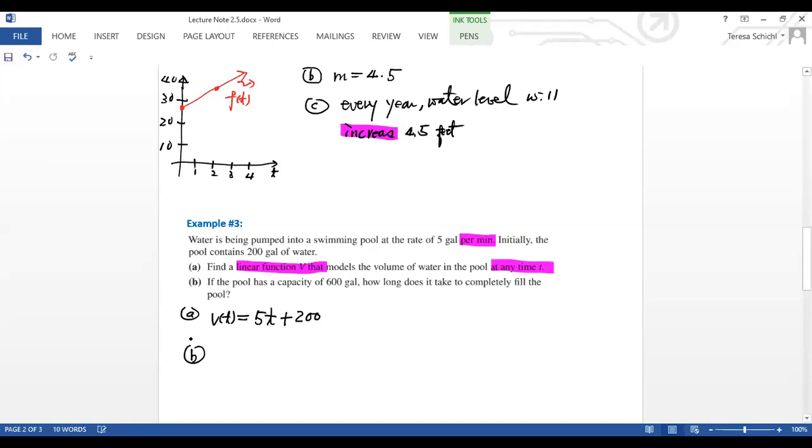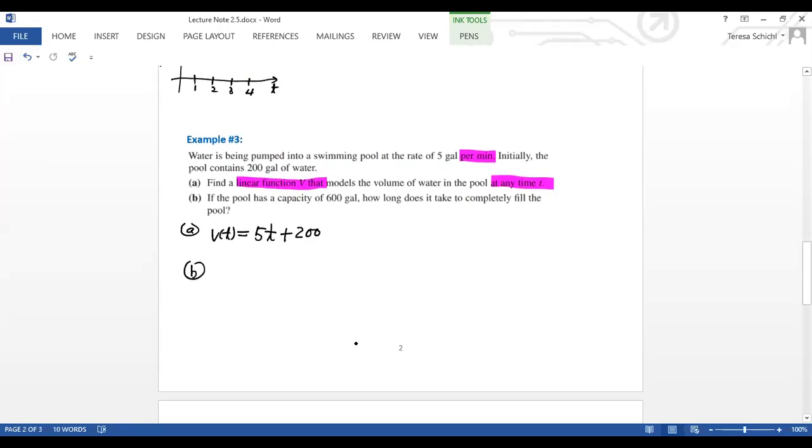Now let's take a look at part B here. If the pool has a capacity of 600 gallons, how long does it take to fill? So you say, I'm going to fill the 600 gallons here. It's 5t plus 200. Then I need to figure out the time. So you minus 200, minus 200. So 400 is equal to 5t. So t is equal to 80. So I know it will take 80 minutes to fill this pool, because the pool initially has 200.